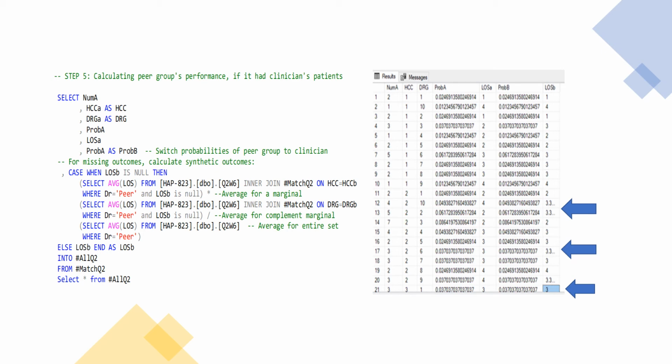And then we took the average for the entire set, and we select where the provider is actually the peer. So the outcome result is shown in the table on the right, and as we see, the 4 null values that we had in the previous slide now have a value which is approximately 3.3. And this is how the synthetic cases actually matched and calculated the null values for the peer group.